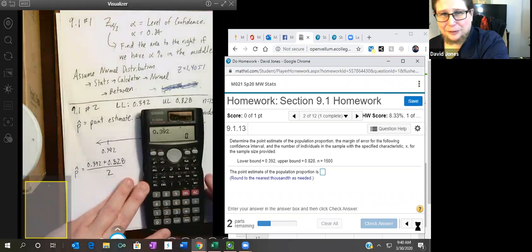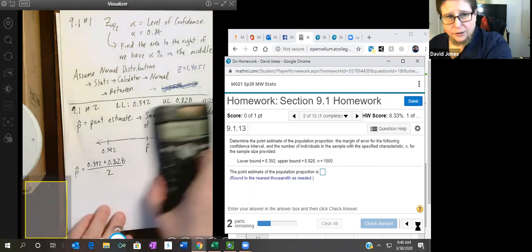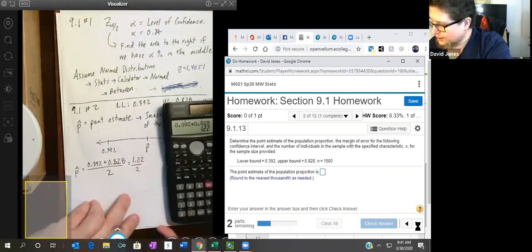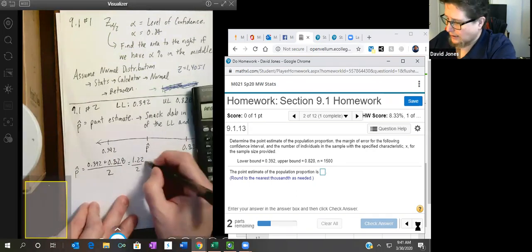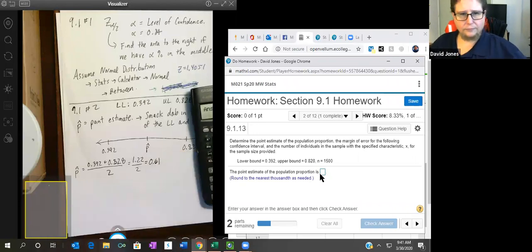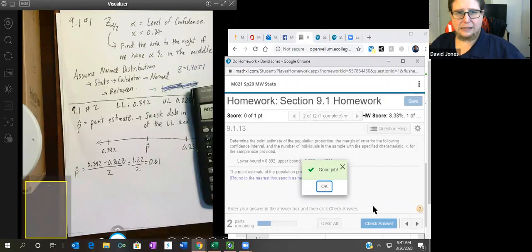I can't see it at the angle I'm looking at, but if I look at my computer screen, I can see it. That's what I need. And that's the numerator. So this is 1.22 over 2. And now I can divide by 2. And I get 0.61. That's my point estimate. Round to the nearest thousandths, we don't need it. We just need the nearest hundredth. Okay.